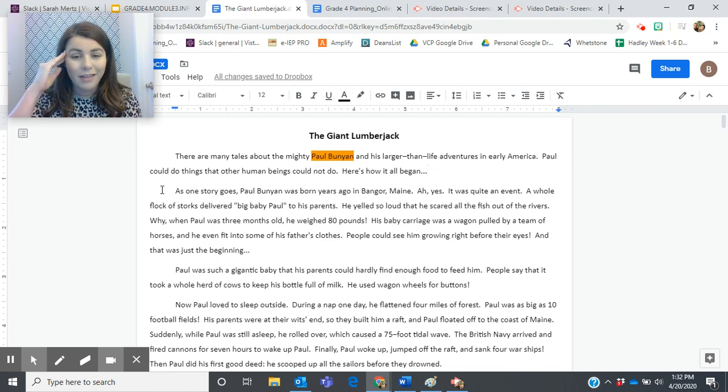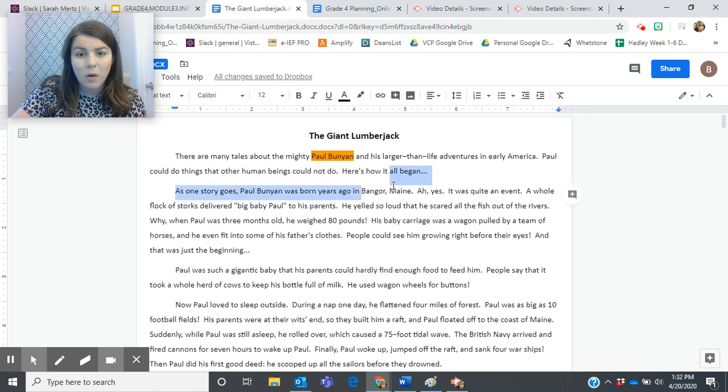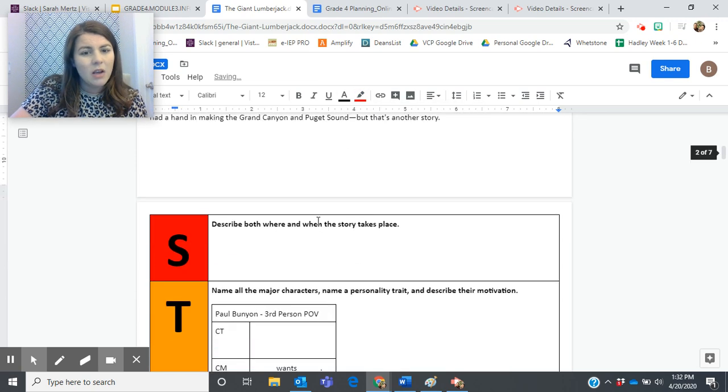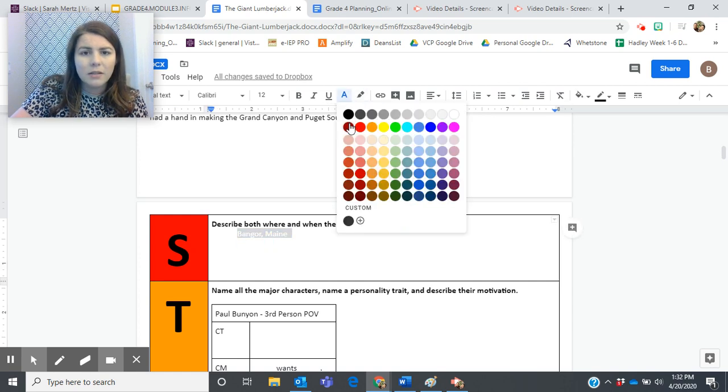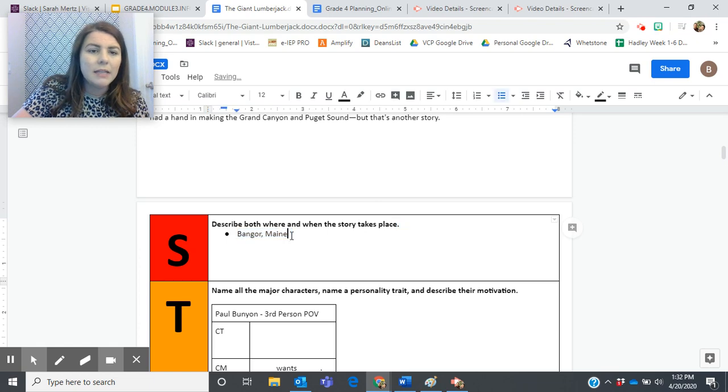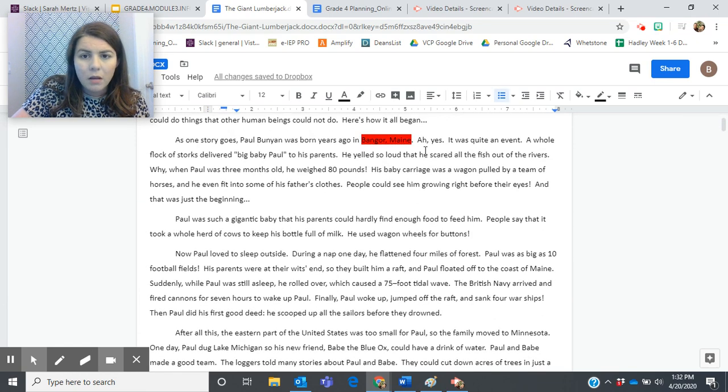Let's see if we've learned anything that we can fill out in our organizer. Have I learned about the setting? Well, yeah, it says that he was born in Bangor, Maine. So I'm going to go ahead and highlight that with my red highlighter because my S was red. I'm also going to add that this story seems to be taking place in Bangor, Maine.